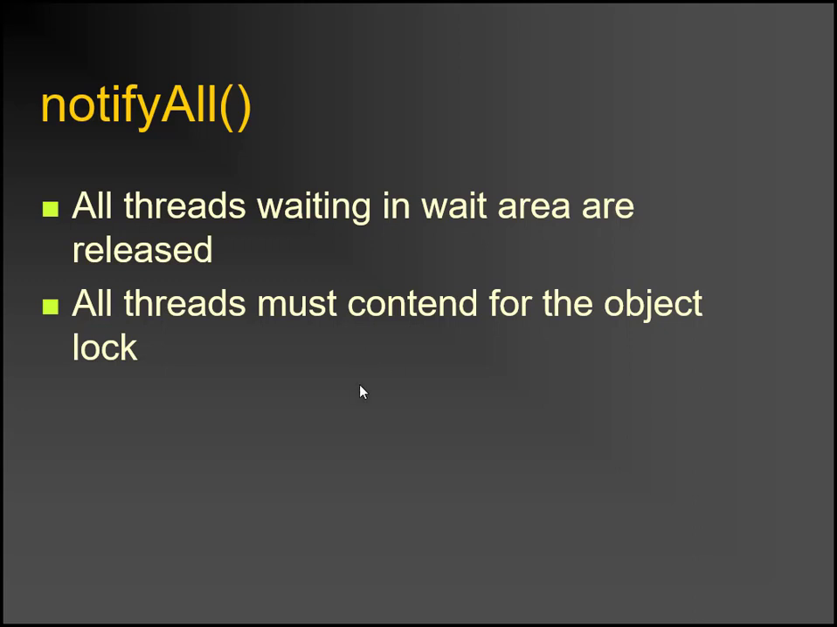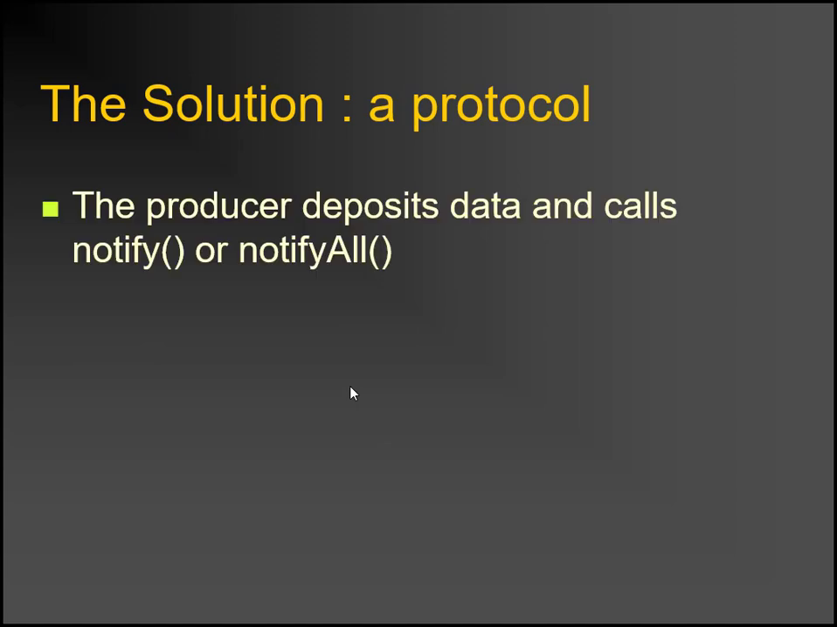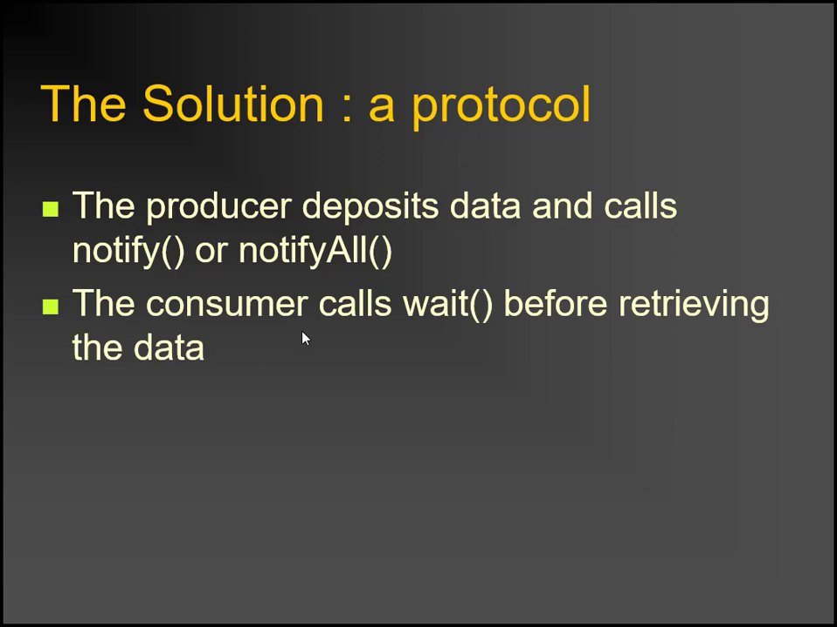They get released, and then they must contend for the lock. So this is how it works. Now, to make this all work, we've got to have a protocol. And here is the protocol. The producer, instead of just throwing the data into the cubby, deposits the data and calls notify or notify all. That is the way we've got to structure it. The consumer, before it tries to retrieve data, must call wait. And if we do this, we can sort of solve the problem.